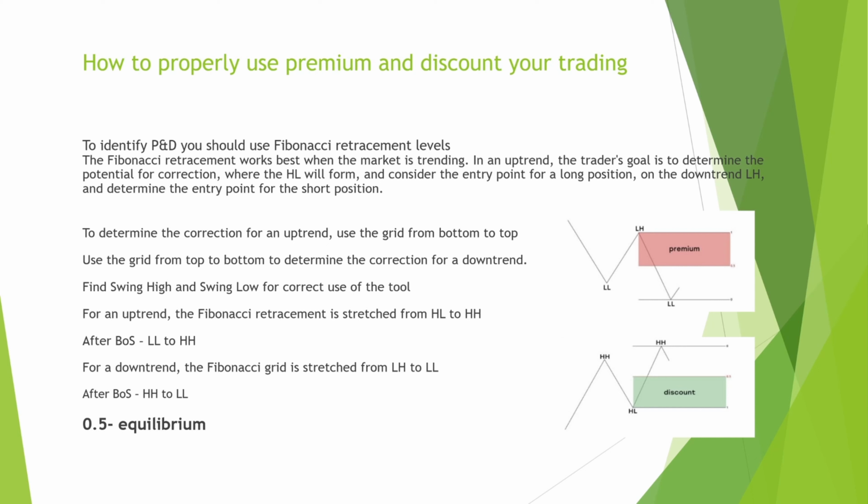0.5 of these Fibonacci retracement levels is equilibrium. We need it to identify where we have discount and premium market. You can see this on these pictures. The 0.5 zone is equilibrium, so it's a fair price. Everything that's high is premium. Everything below is discount.